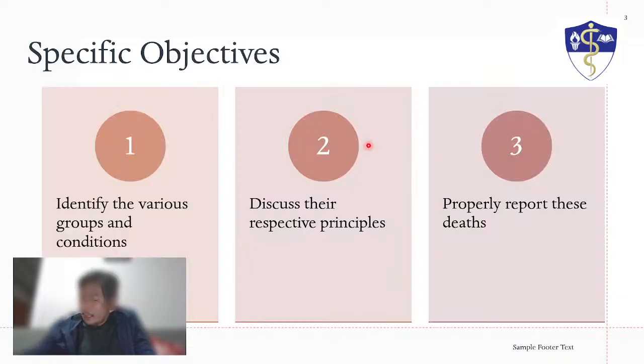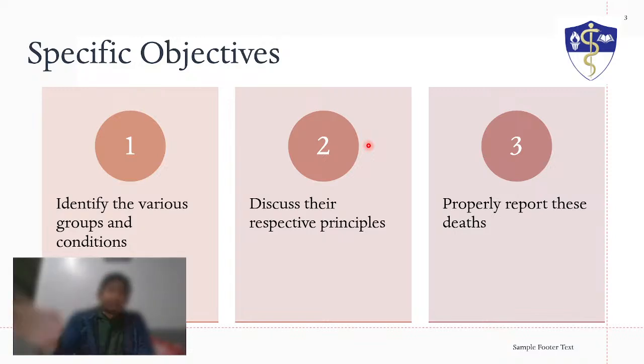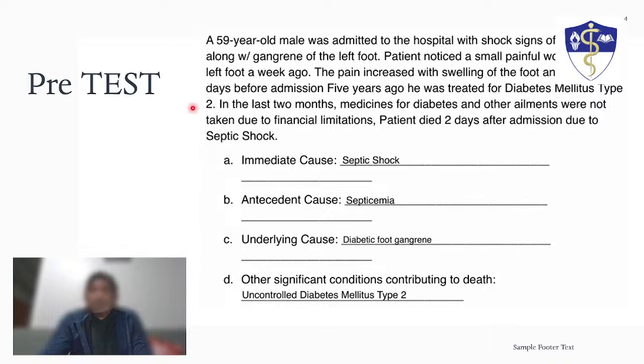This is the longest and most important module because this is where most of the questions lie. So that's why I'm pacing myself, trying to do this a little slow. We can't go through this fast. Alright, so our specific objectives: identify the various groups and conditions, discuss their respective principles, and properly report these deaths. Okay, good. Let's just keep going.